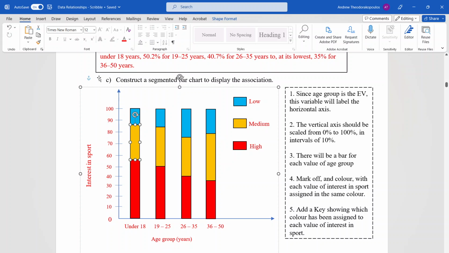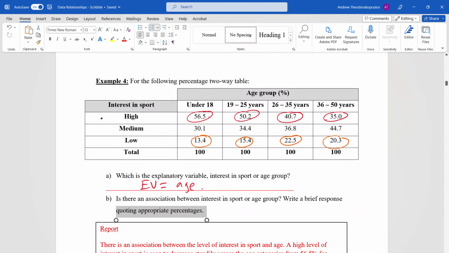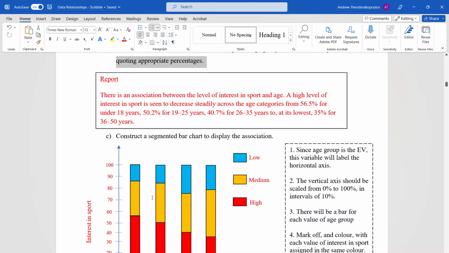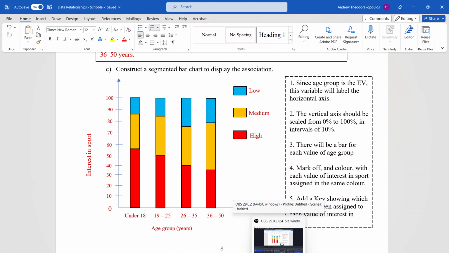For under 18, it's actually 56.5% here. So we want another 30 to go up. So 56.5, add another 30, should be 86.5, and that's how we've got up to there. And then for the next one, which was low, it is 13.4, so that takes you up to the rest there. So just having a look at this bar chart, marking off and coloring, and then adding a key at the end so that you know which color associates with which. Thank you very much, and good luck on the questions.